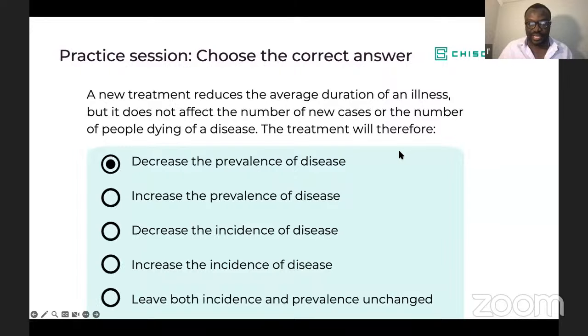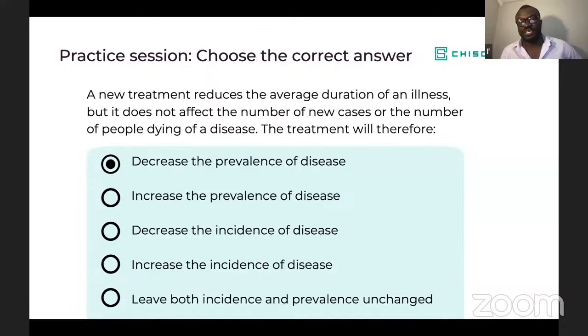And the calculation for that should be obvious. If A equals B times C, if B or C changes, obviously A will change. So since prevalence is incidence times duration, if we reduce the duration, we'll reduce prevalence. If we reduce the incidence, it will reduce prevalence. If we reduce both the incidence and the duration, it will still reduce.